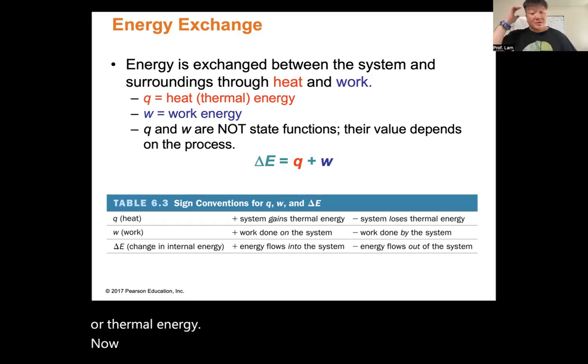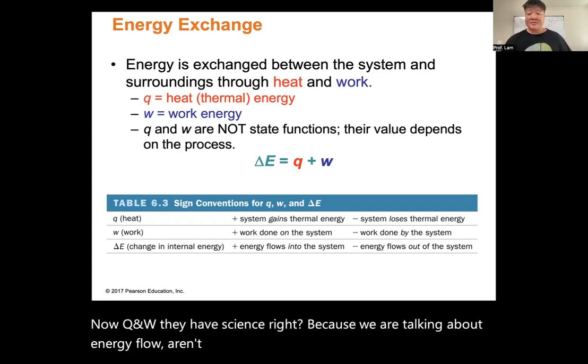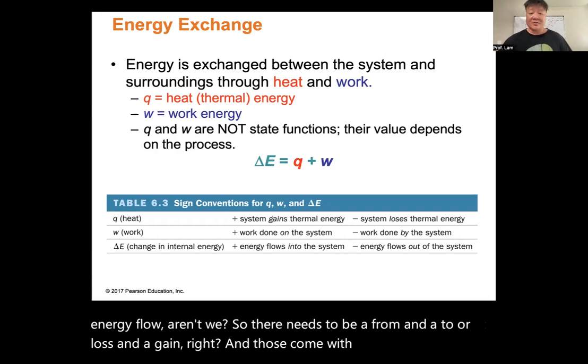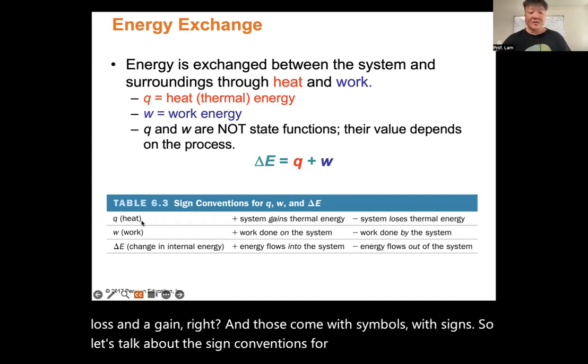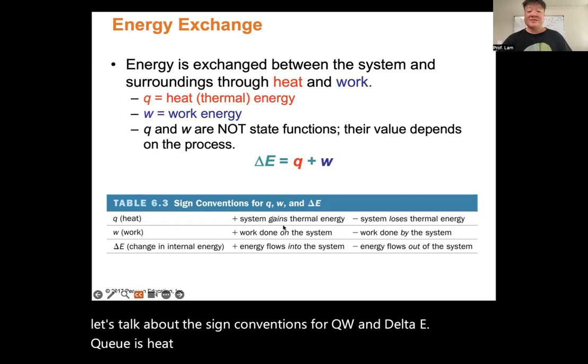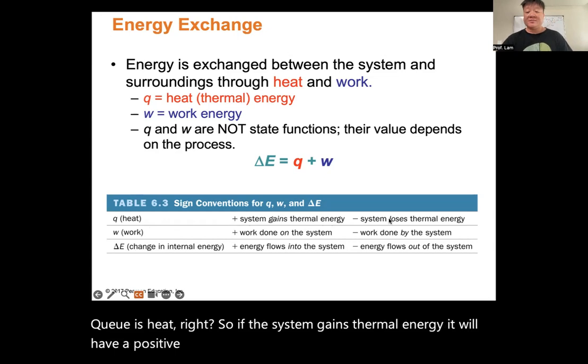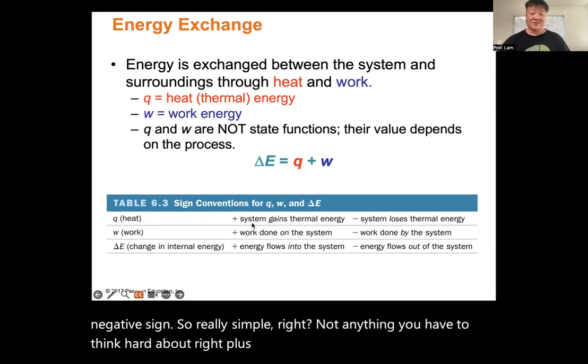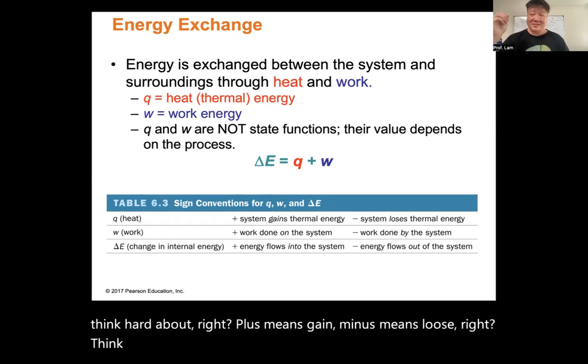Now Q and W, they have signs, right? Because we are talking about energy flow, aren't we? So there needs to be a from and a to, or a loss and a gain. And those come with signs. So let's talk about the sign conventions for Q, W, and delta E. Q is heat. So if the system gains thermal energy, it will have a positive sign. If the system loses thermal energy, it'll have a negative sign. So really simple, not anything you have to think hard about. Plus means gain, minus means lose. Think back to your bank account. It's the same way. Gain, lose, plus or minus.